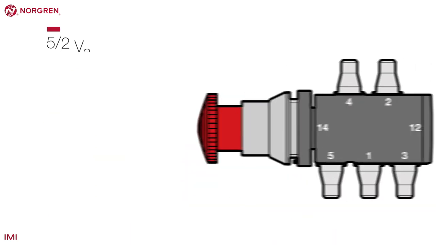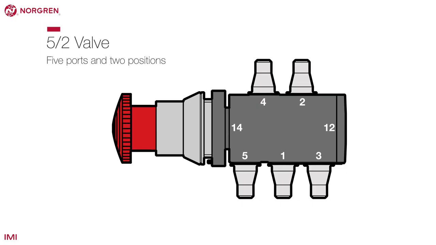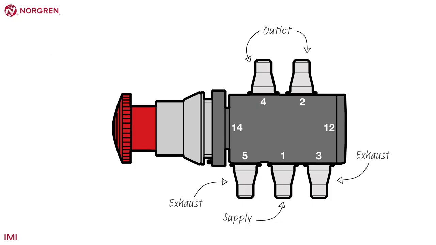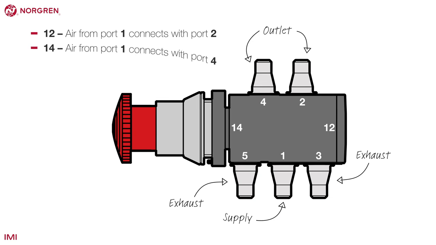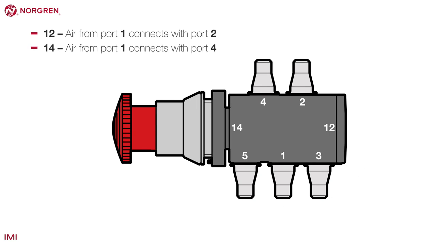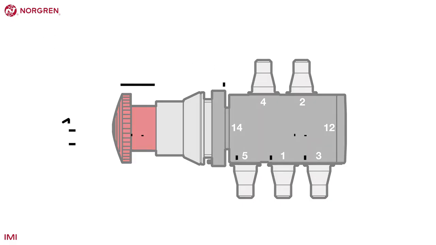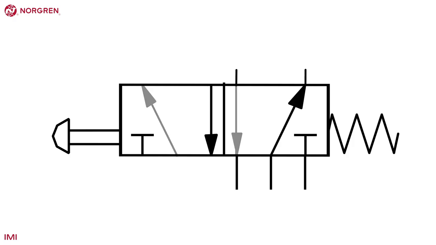A 5-2 valve has 5 ports and 2 positions. As you can see here, there is still one inlet, but now there are 2 outlets and 2 exhausts. The 2 positions are air to port 2 outlet or air to port 4 outlet. So the operation for this valve would be 1-2 and 1-4. You can see the operation more clearly in this diagram.